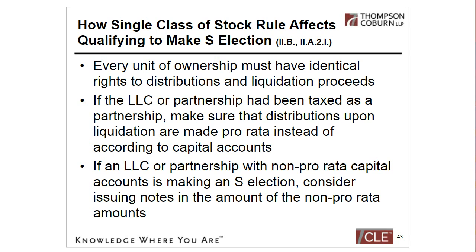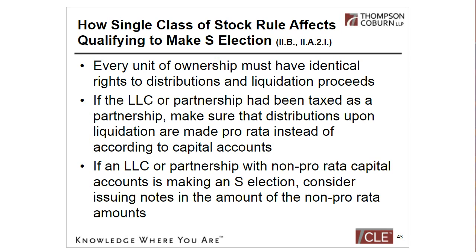Now, if you make an S election, then you need to be concerned about these provisions that are non-pro rata. You need to strip out those partnership tax provisions and put in S corporation protections. So you always need to do that. And there are countless letter rulings where taxpayers did not do that, and they had to go and get inadvertent termination relief.